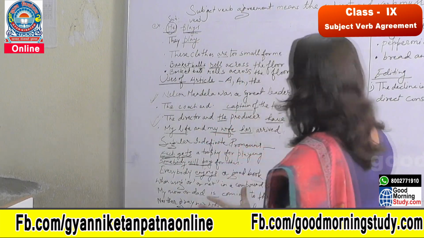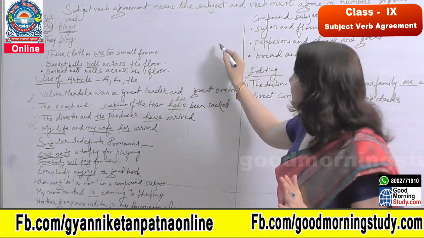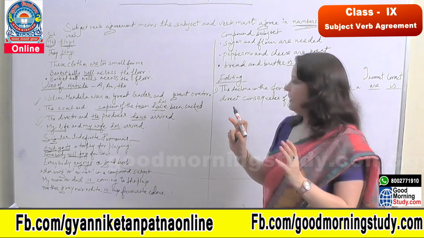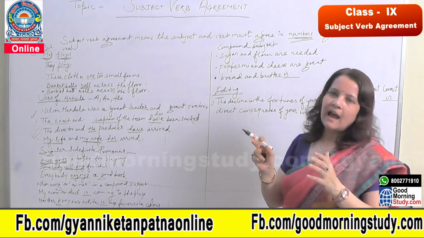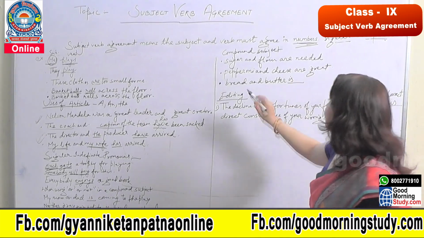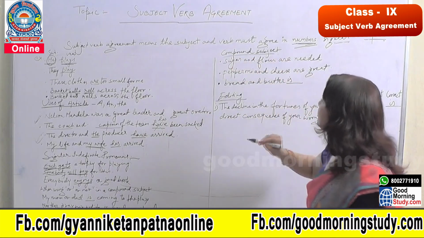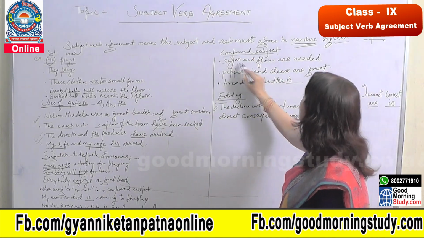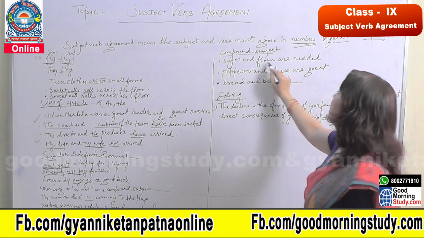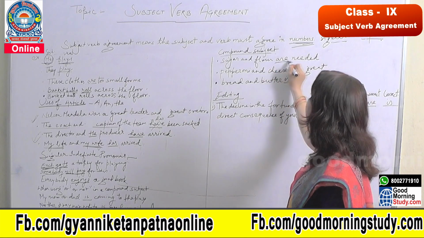Through the whole example, I'm sure you come to know that ultimately you have to check the number of the subject, and according to it you have to use the verb. Compound subject: sometimes we also get problems like sugar and flour. Sugar is one thing and flour is another thing. So we are talking about two things, so it will be "are needed".